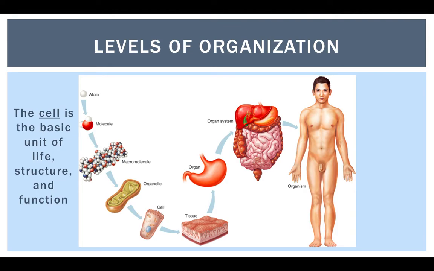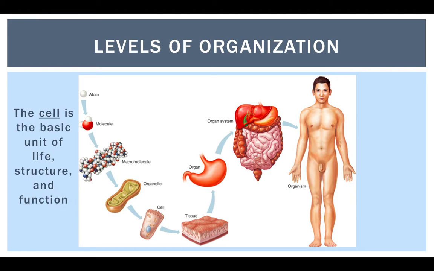Cells join together for common functions to form a tissue. One or more different types of tissue will join together to form an organ. Organs join together to form an organ system, which carries out a specific function within the organism. We have lots of different organ systems that together work to maintain homeostasis and carry out other functions of life within our organism. The example that we see here is the digestive system.